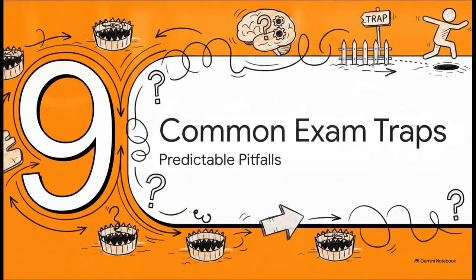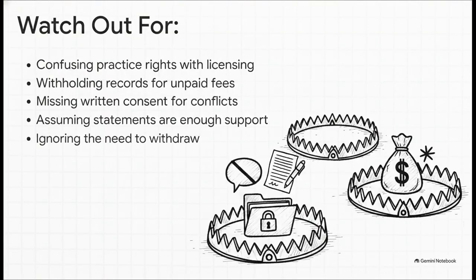Finally, Section 9, Common Exam Traps. Examiners design multiple-choice questions specifically to test if you'll fall for predictable psychological pitfalls. Let's rapid-fire through these carefully so you can spot them instantly on test day. The first trap is confusing IRS practice rights under Circular 230 with state CPA licensing. Remember, Circular 230 is federal authority regarding IRS practice. State boards issue and revoke CPA licenses. A question might ask who revokes a license and trick you into selecting the IRS.